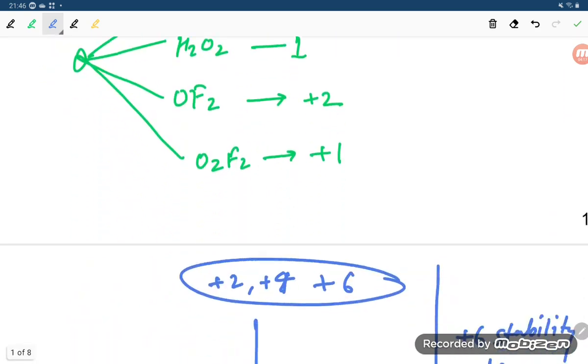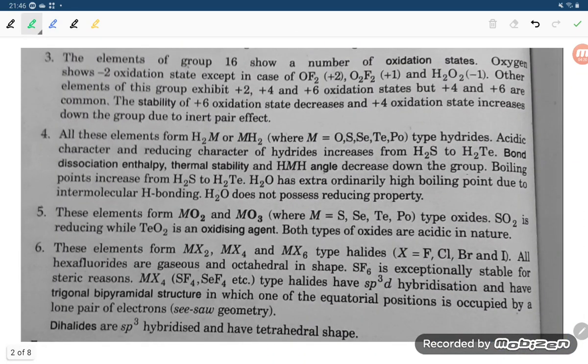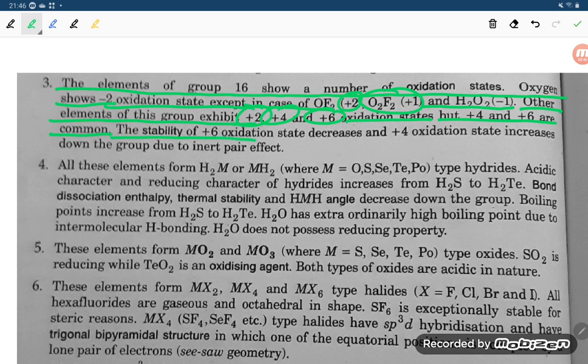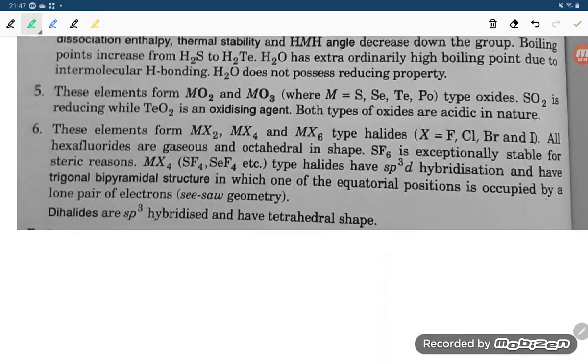Now let us have a look at the next point, student. The elements of group 16 show a number of oxidation states. Oxygen shows -2 oxidation state, except in the case of OF2, that is +2, O2F2 +1, and H2O2 -1. Other elements of this group exhibit +2, +4 and +6 oxidation states, but +4 and +6 are common. The stability of the +6 oxidation state decreases and +4 oxidation state increases down the group due to the inert pair effect. This is already over, student.